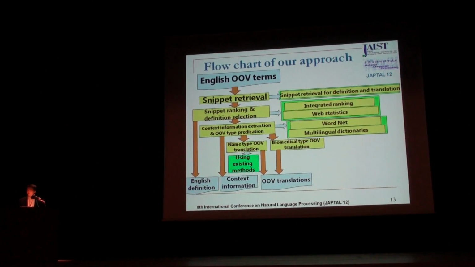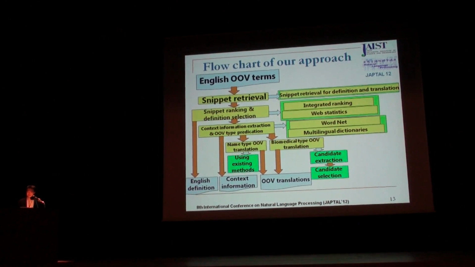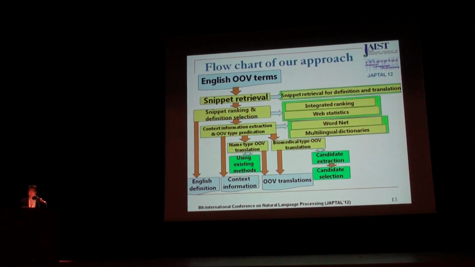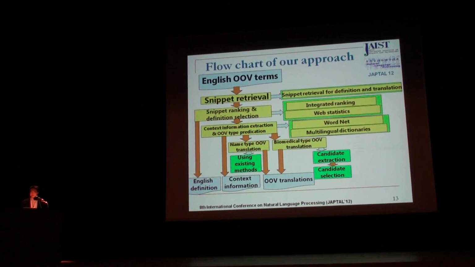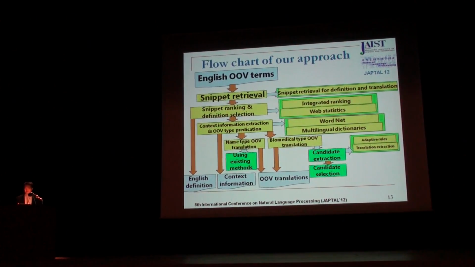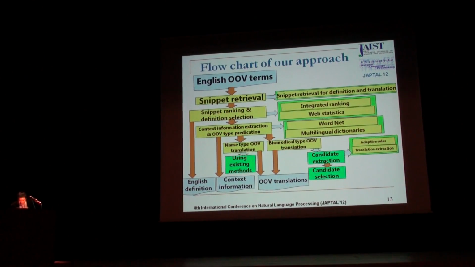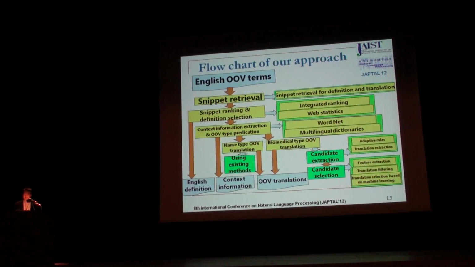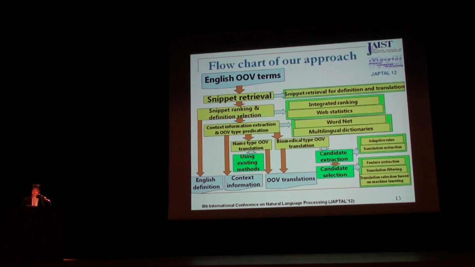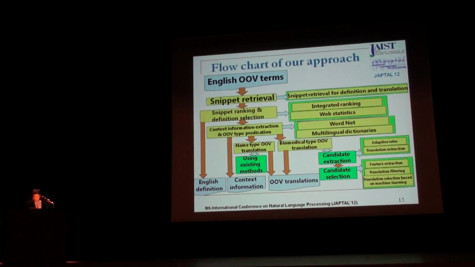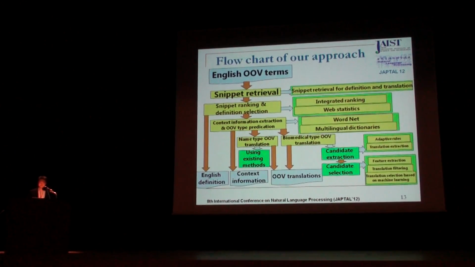And for the name type OOV translation, we adopt the existing method. And in the biomedical type OOV translation, there are two more steps: candidate extraction and candidate selection. In the candidate extraction, we adopt rules and translation extraction. And in the candidate selection, we have feature extraction and translation filtering, and finally we use machine learning to select the correct translation.